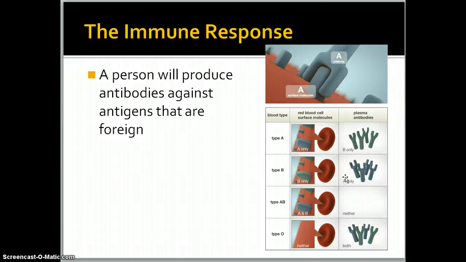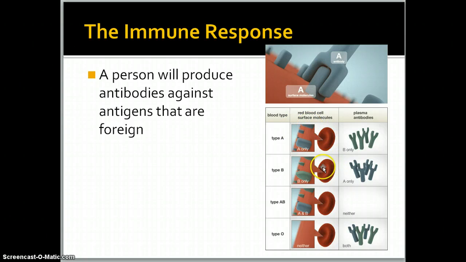So the first thing is with your immune response. A person will produce antibodies against something that's foreign. Okay, so against any antigen that's foreign. So an individual with type A blood would have B antibodies, okay, because B antigens are foreign to them. So they are going to have antibodies that will tag B as foreign, because it could be anything. It could be some kind of virus or bacteria or something that's not supposed to be in their body. So B is foreign. They're used to A, so they don't want to have any A antibodies.